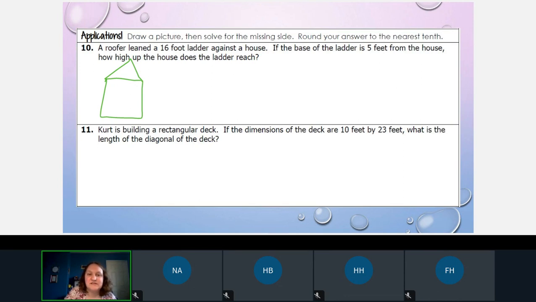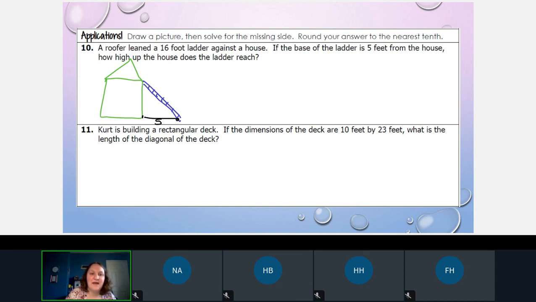And he's going to lean his ladder against the house. So draw your ladder. Whoop, there's your ladder. You can even make it look like a ladder if you want to. Okay, and now it says the base of the ladder is 5 feet from the house. So here's the base of the house. Here's the base of the ladder. So that length is 5 feet.